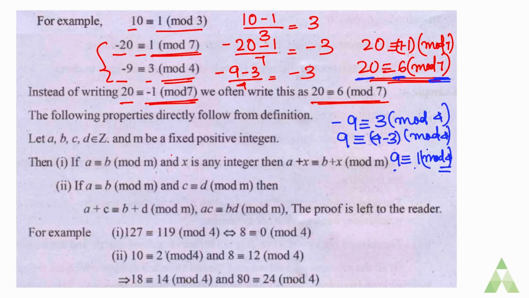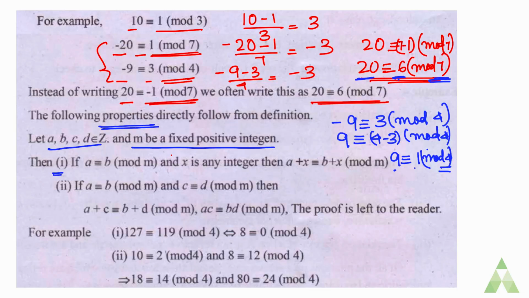So, from the above definition and above examples, we come to various conclusions, which we indicate as properties. Let A, B, C, D belong to Z. That means A, B, C, D are all integers, and M be a fixed positive integer. A and B may be negative or positive, but M should always be positive.